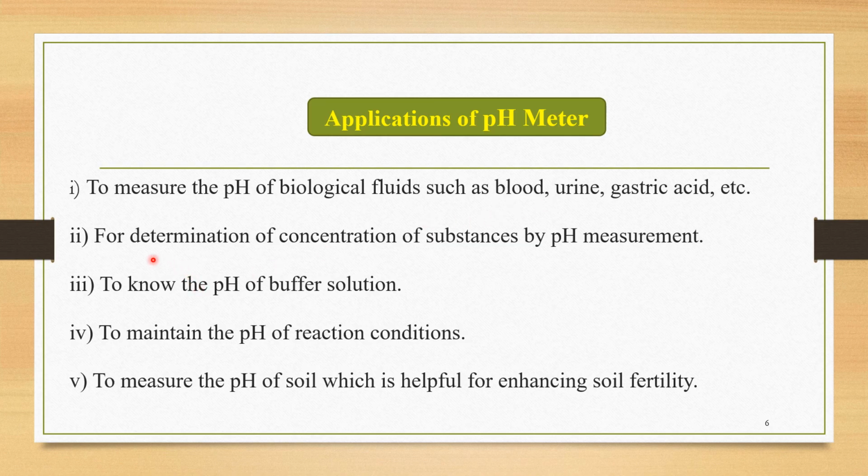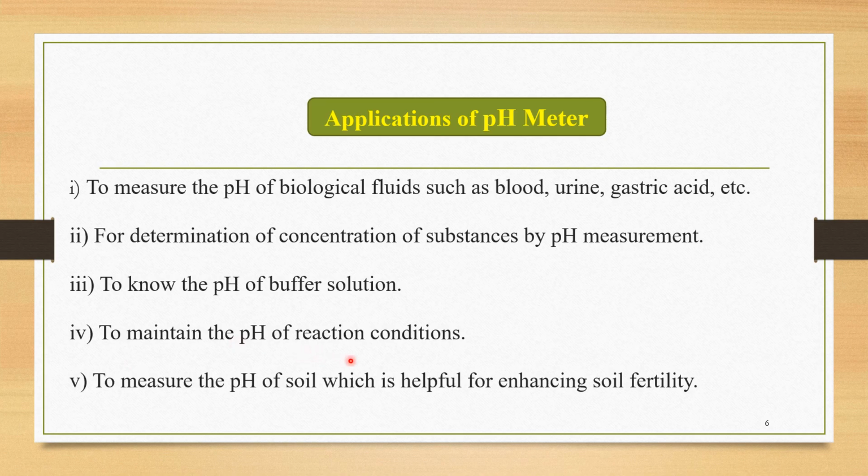The second important application is for determination of concentration of substances by pH measurement. It is a common application of this particular pH meter. The third one is to know the pH of buffer solution. We just studied what a buffer solution is. So if we want to know the pH of this buffer solution, it may be measured with the help of a pH meter.